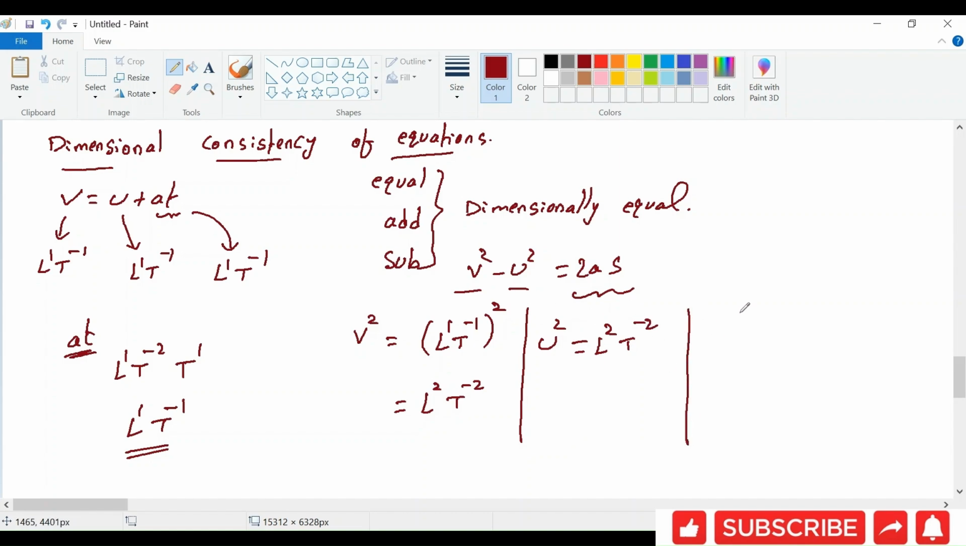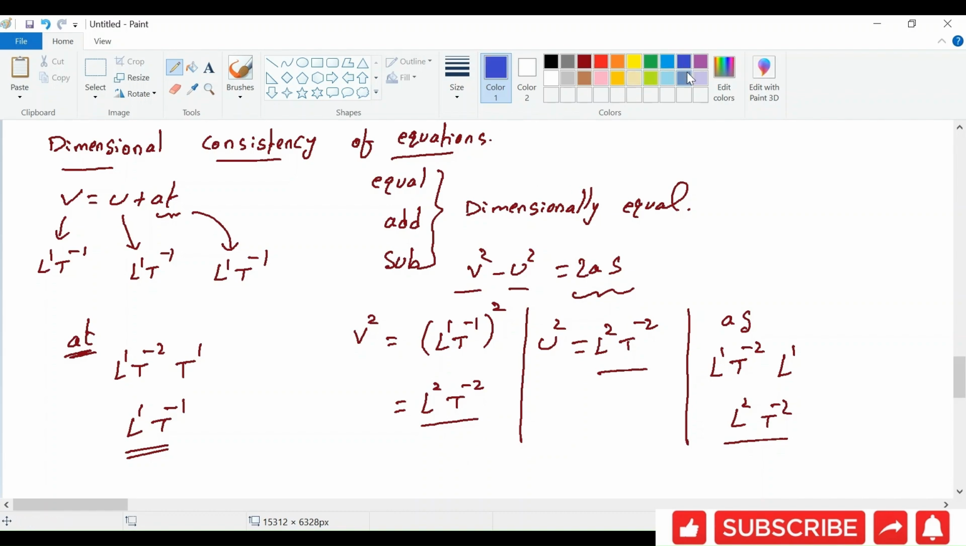And let's talk about A into S. A is L power 1 T power minus 2 and displacement is L power 1. So L power 2 T power minus 2. See, all three are dimensionally equal. So this is the meaning of this. And in this way we can find out the dimensions of unknown quantities also.